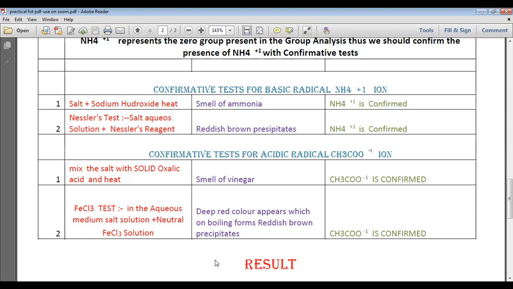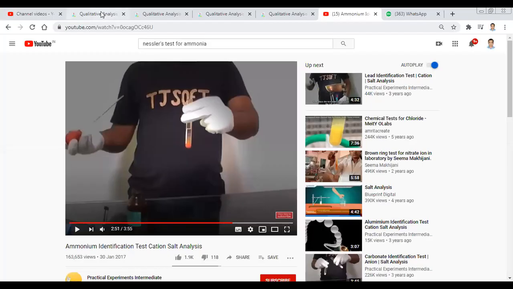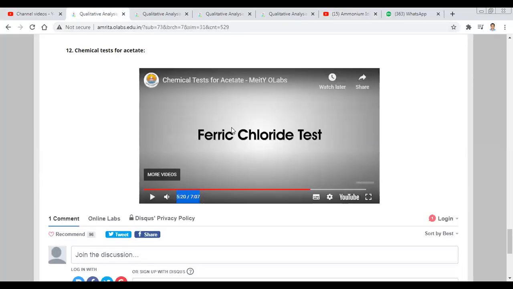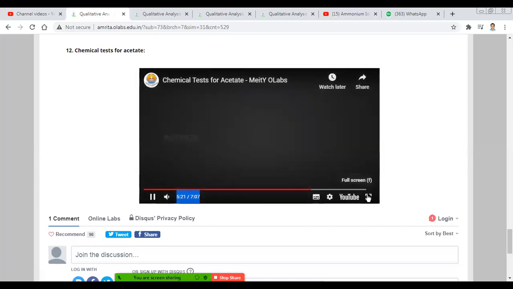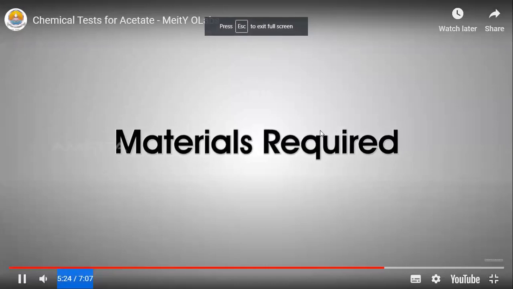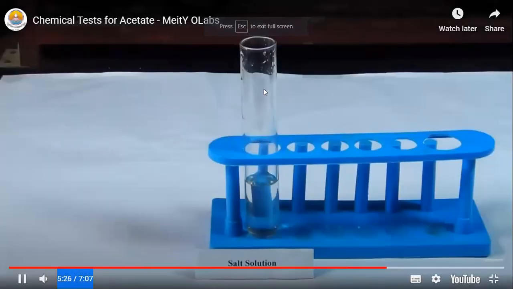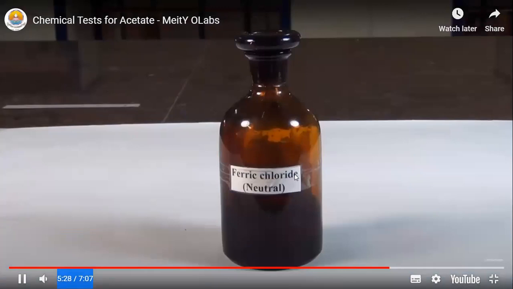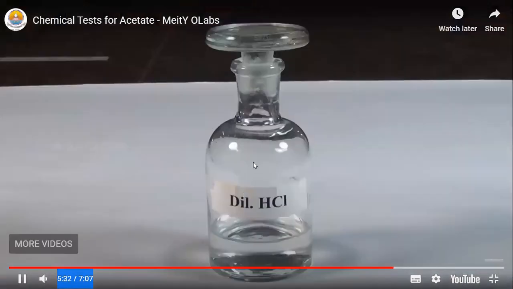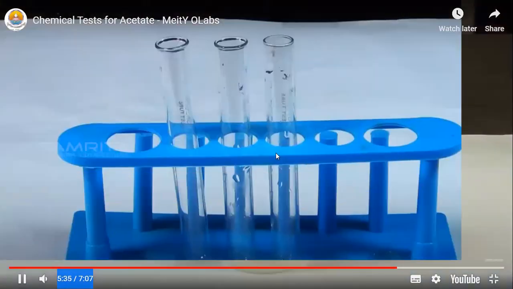Apart from that, we are even going to perform one more test. This test is known as the FeCl3 test or ferric chloride test. So for this salt, we can perform the ferric chloride test. In this test, we require various materials, like a test tube and the solution. Then we need the neutral FeCl3 or neutral ferric chloride solution, my dear students. Then we may need dilute hydrochloric acid, and we need distilled water.